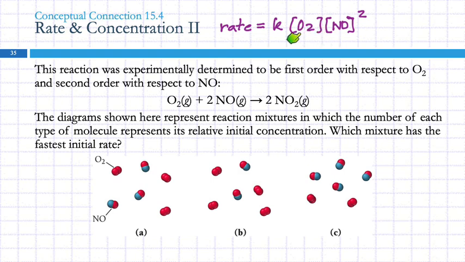So which of these concentrations is going to have a bigger influence on the rate? No. Yes, it's NO. This is going to have a bigger impact. So what we're looking for down here is something where there's more NO than oxygen. Which one would that be? C. This one has 2 oxygens and 4 NO. This is 4 oxygen and 2 NO, and this is 3 of each. Any questions?